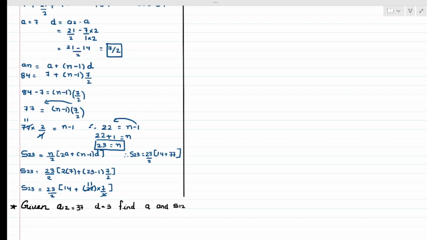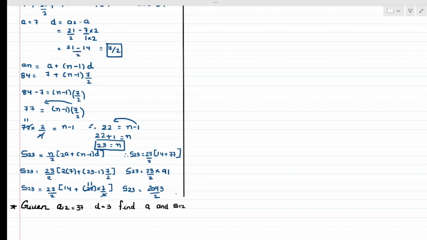That means 14 plus 77 gives me 91. So S23 is equal to 23 upon 2 multiplied by 91. Now multiply your 23 into 91. You will get your answer as 2093 upon 2. Okay. Now you can convert this into mixed format.